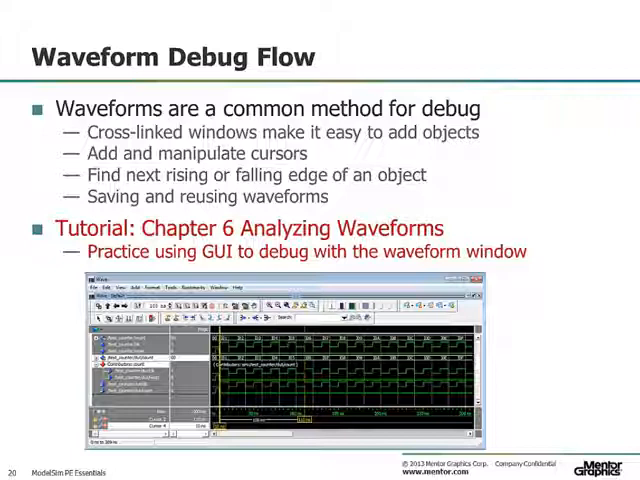We also have cross-linked simulation time, so if you have an active cursor, you can see the values of that active cursor in other windows. The actual waveform window itself has the ability to find the next rising edge of an object. You can save and reuse waveforms, for instance having a golden waveform set, so you can use waveform compare.